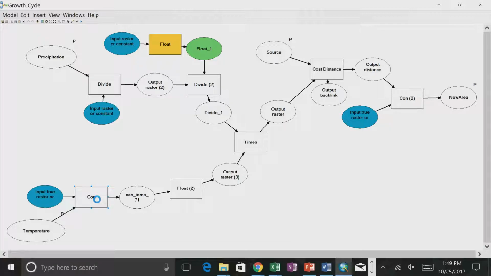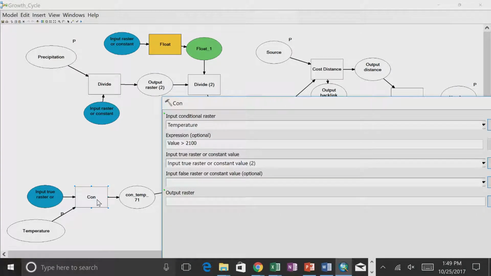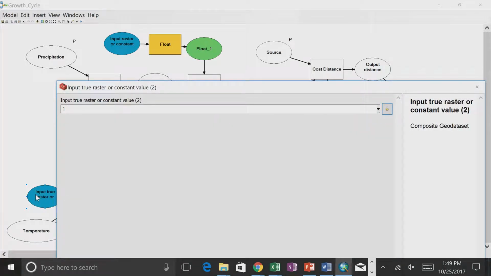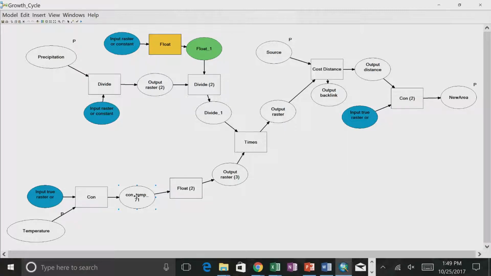Yeah, both of you are right on there. So if the value is less than 2100, because remember it's multiplied by 100 as we said, then the true raster value is going to be, we have to click on this to see what that value is going to be. The value is going to be 1. Okay? So the output there is going to be either 1s or 0s.